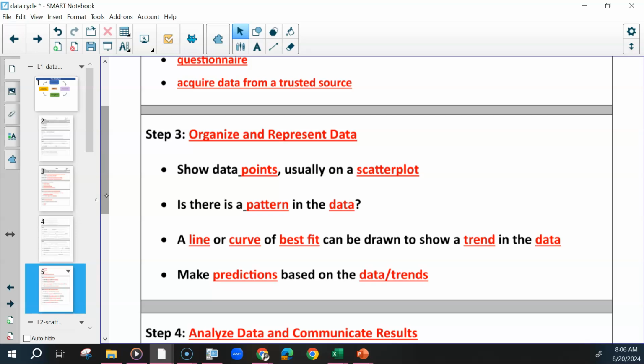We won't really talk about this piece right now, but later we'll come back to this. A line or a curve of best fit can be drawn to show a trend in the data. So when we talk about trends here, and then we relate it again when we bring it up again, this will all be connected. And then based on that line, that curve, that trend, we're going to make predictions based on the data and those trends.